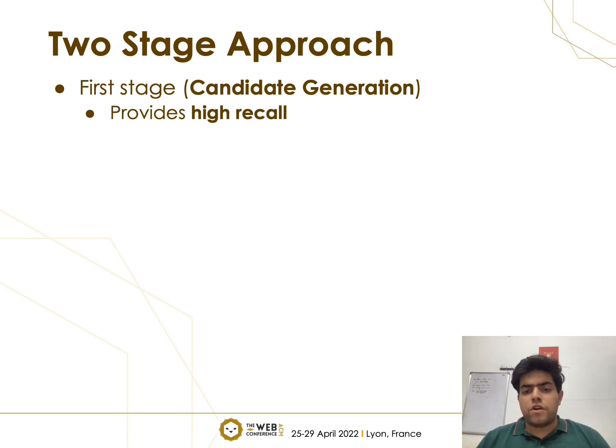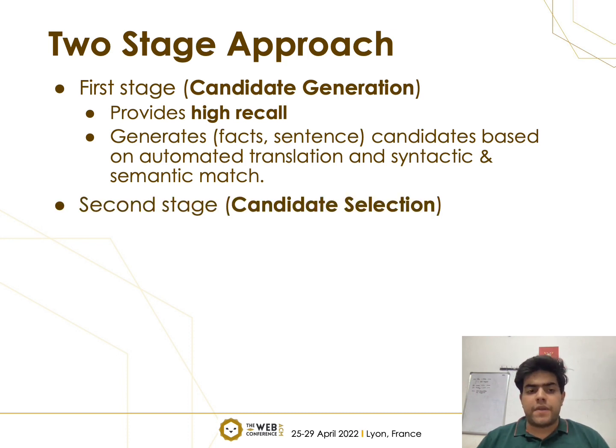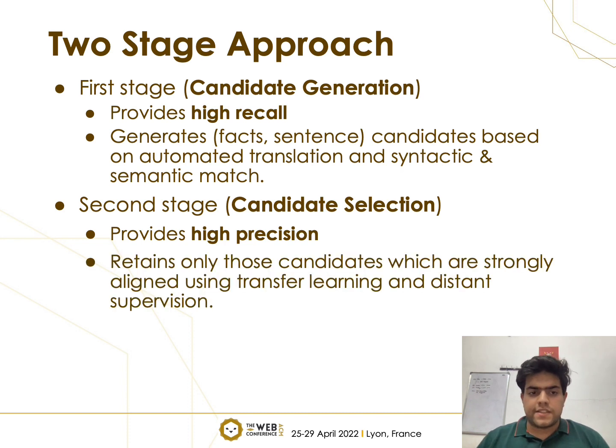Hence, the aim is to not miss out on any fact which actually aligns with the sentence, while allowing the possibility of having extra facts which may or may not later on align with that sentence. Thus, we generate fact sentence pair candidates based on automated translation and syntactic and semantic match. The second stage, which is the candidate selection stage, provides a high precision. Here we actually filter out only those facts for every sentence that actually align with that sentence and contain the information that is present in the sentence.